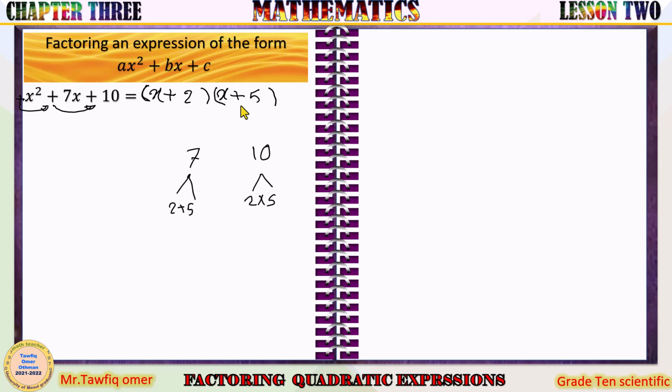Do not forget to check your solution by multiplying the terms at the middle. Plus 2 times x is plus 2x. After that, the terms on the outside, x times 5 is 5x. 2x plus 5x is 7x, which is equal to the middle term here. So my solution is correct.